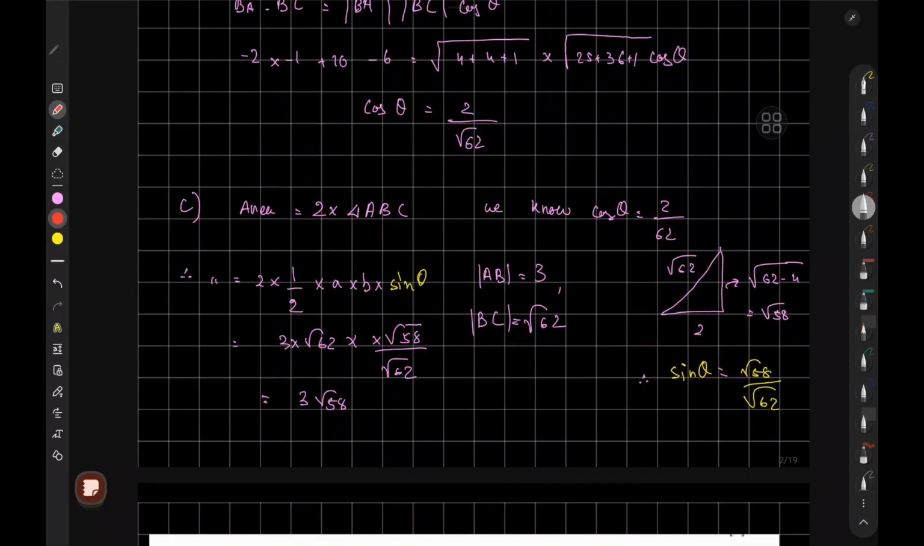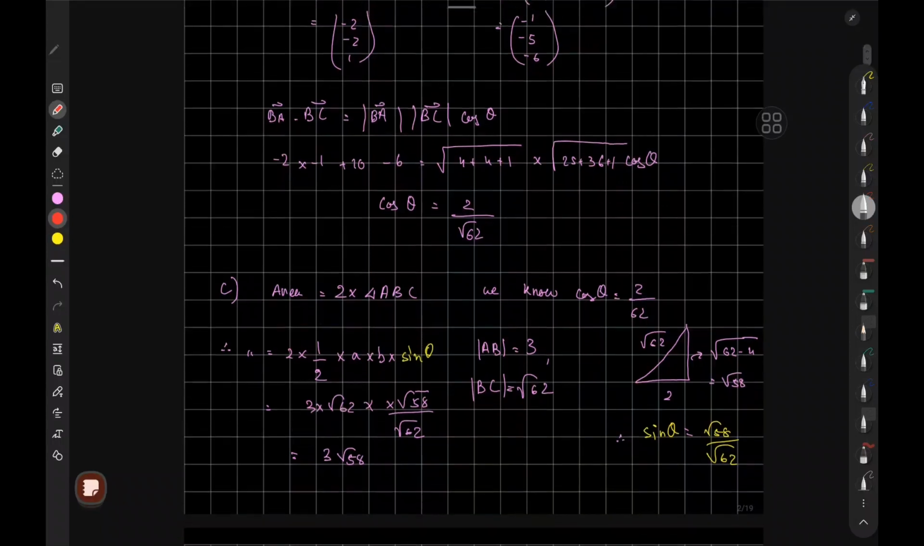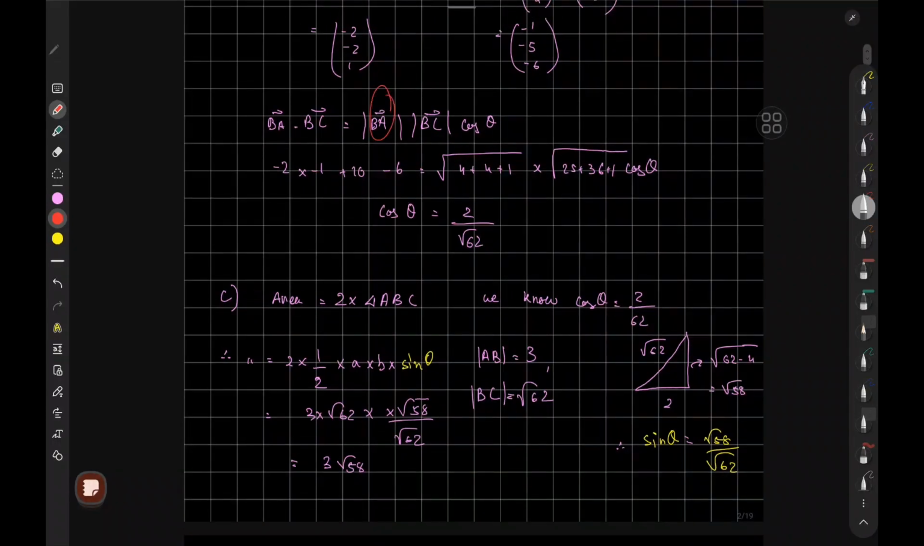So the area of the parallelogram is 2 times the area of the triangle. So 2 times half of AB sine theta. What is A? A is basically BA, which is 3. Root of 9 is going to be 3, of course. So 3 times root of 62, and sine theta.